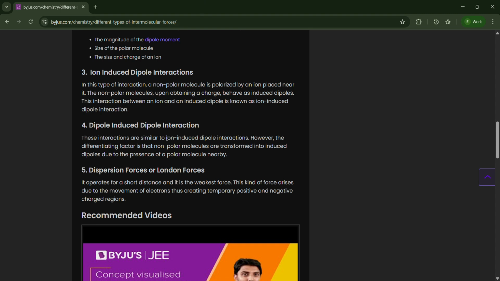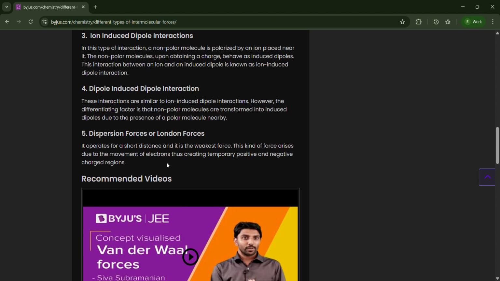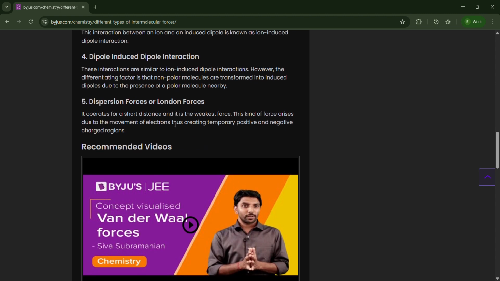The fourth one is dipole-induced dipole interaction. These interactions are similar to ion-induced dipole interactions. However, the differentiating factor is that non-polar molecules are transformed into induced dipoles due to the presence of a polar molecule nearby. Dispersion forces or London forces.